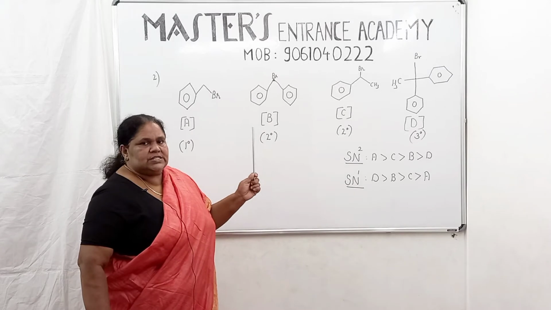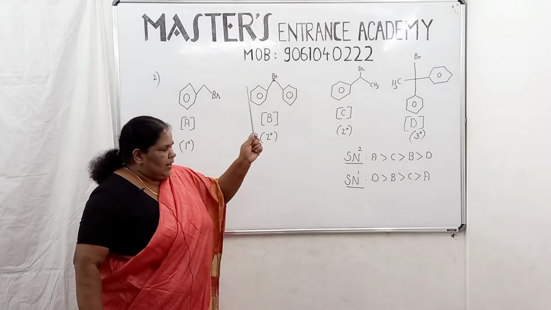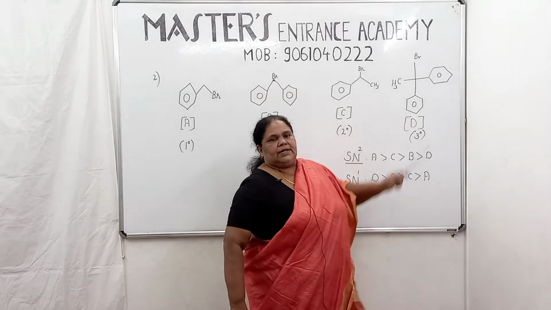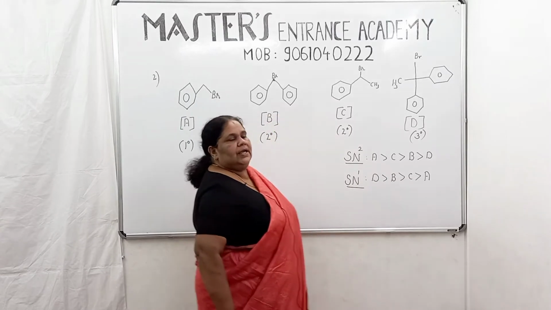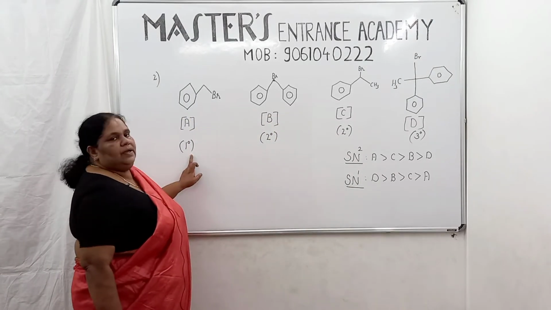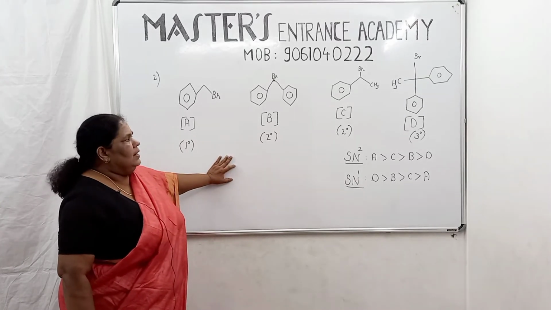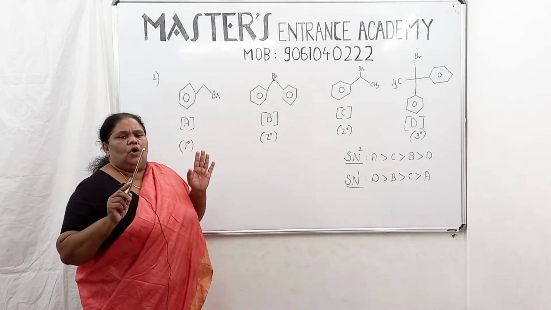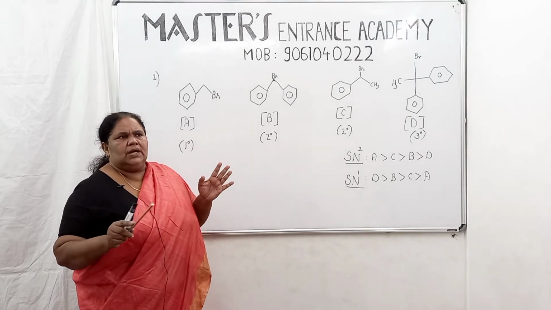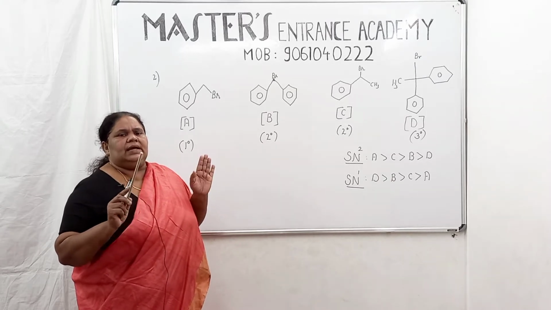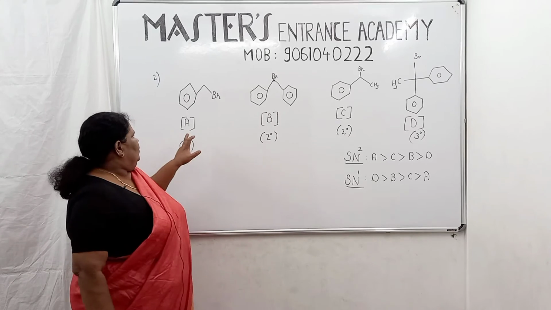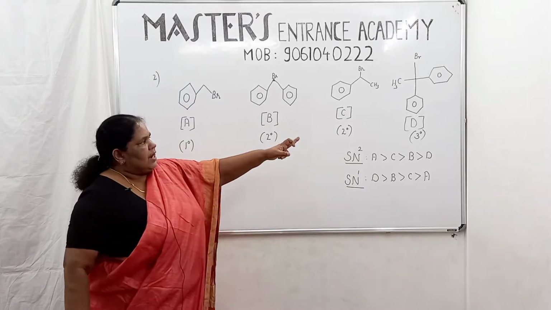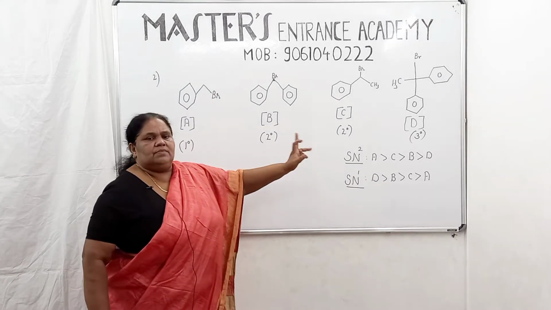Structure 4, that is D. There the carbon bearing halogen atom is connected to 3 carbon atoms. Therefore tertiary alkyl halide. So primary halide, secondary halide, secondary halide, tertiary halide. Then remember the order. SN2 reaction: primary greater than secondary greater than tertiary. So this is primary, so A comes first. Then structure D is tertiary, so D comes last.